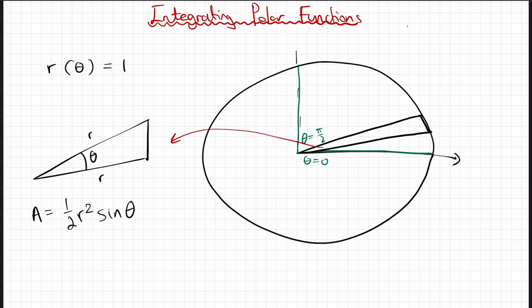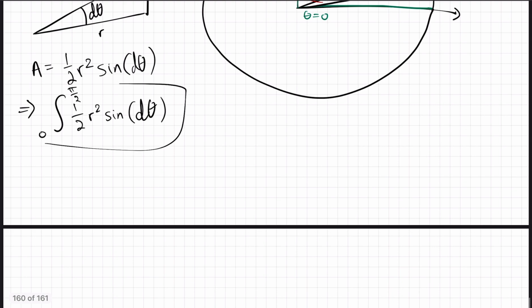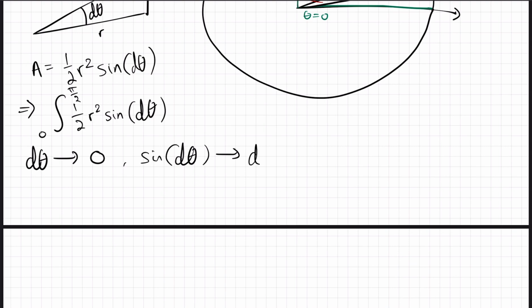Okay, now let's actually call this angle d theta, just because we want to represent that it's going to be really tiny. So this becomes sine of d theta. So that would imply that to calculate this area, we take the integral from 0 to pi over 2 of 1/2 r squared sine of d theta. Now, it seems a bit hard to integrate something with sine of d theta in it, right? But what we need to remember is that this becomes exact as d theta approaches 0. So as d theta approaches 0, sine of d theta just approaches d theta.